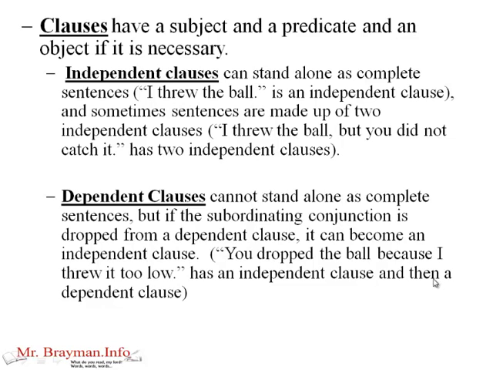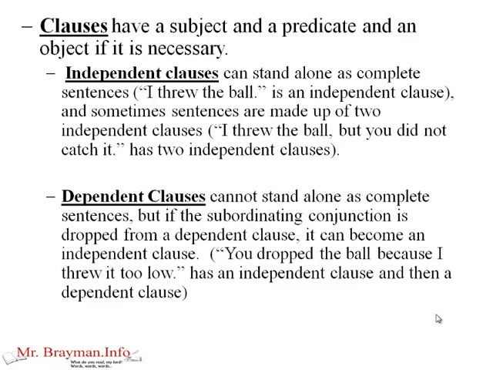Clauses have a subject and a predicate and an object if it is necessary. Okay? And there are two types of clauses, right? Independent clauses, which can stand alone as complete sentences. For example, I threw the ball is an independent clause. I could walk up to you in a shopping mall and say, I threw the ball, and you'd know what I meant. You might not know why I said that to you, and it might seem pointless, but you would at least have a clear sense of what I did.